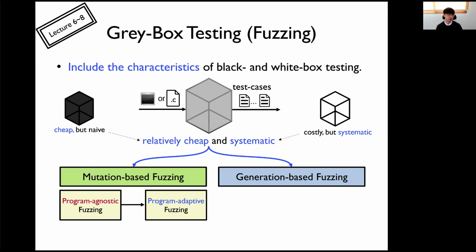Mutation-based fuzzing takes a valid set of inputs, such as PDF and XML files, and generates the test case by slightly changing this valid input. In particular, we learned about the recent trend of mutation-based fuzzing, which is program-adaptive fuzzing. On the other hand, generation-based fuzzing, which is grammar-based fuzzing, takes a grammar as an input and generates the test case by expanding from this given grammar.